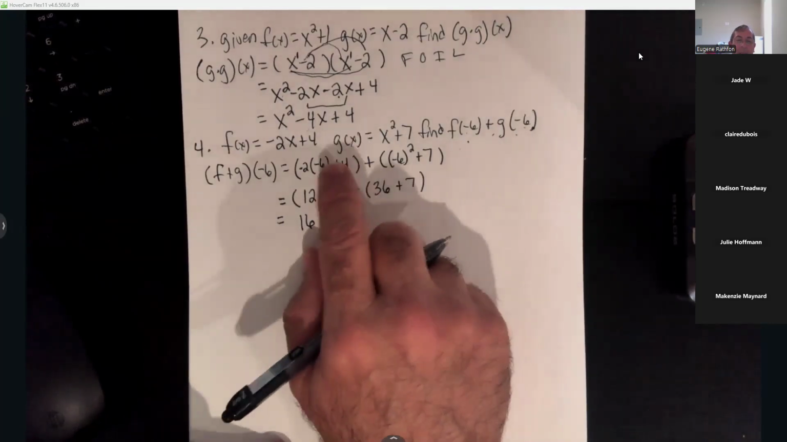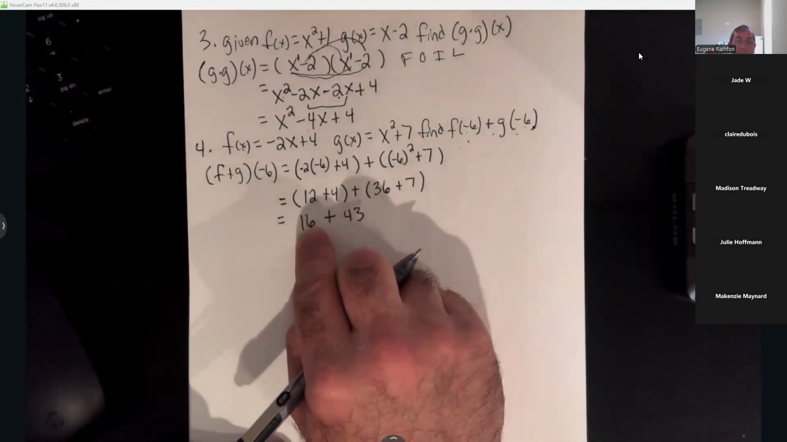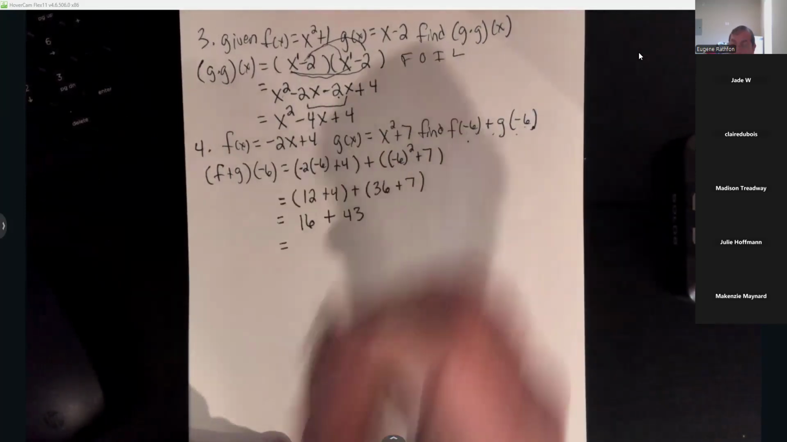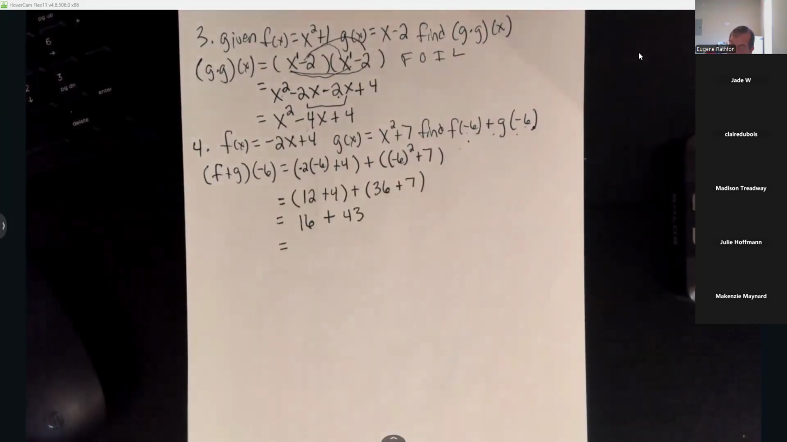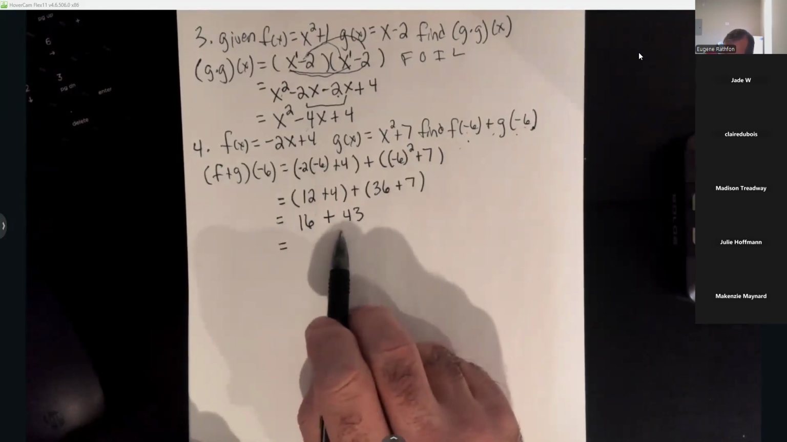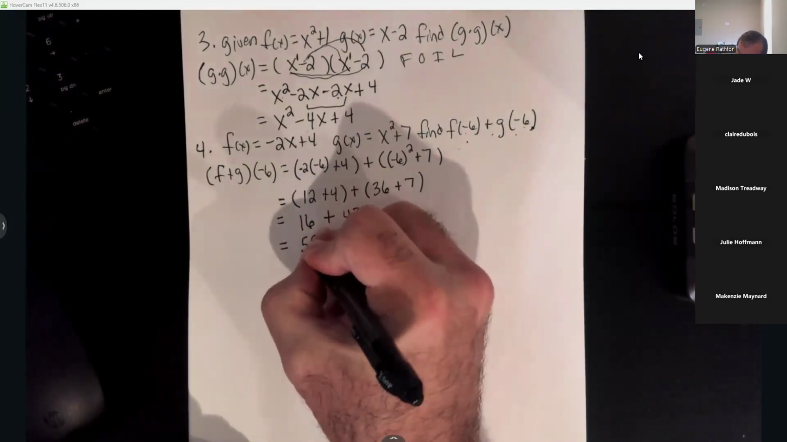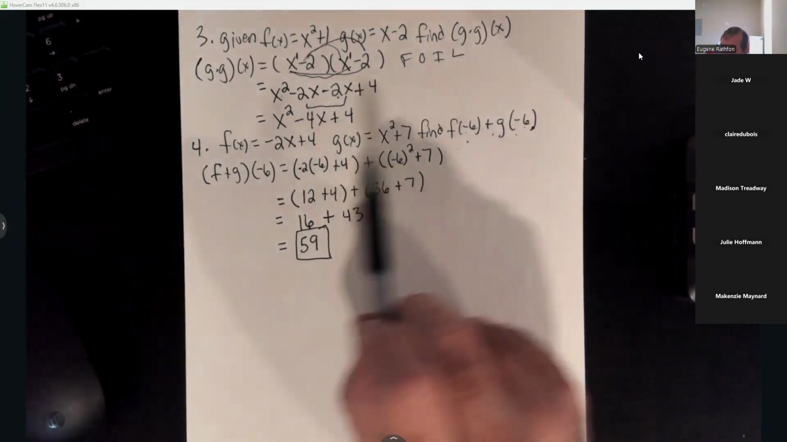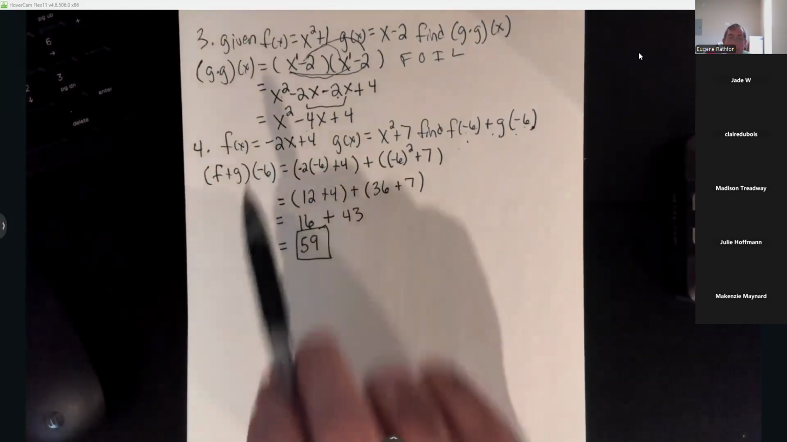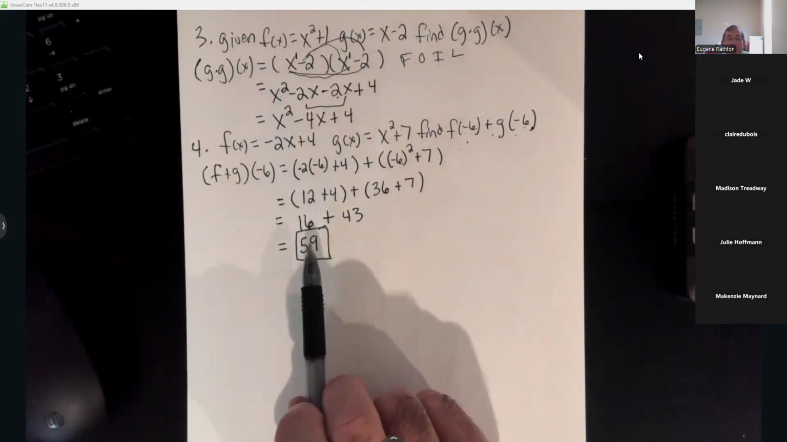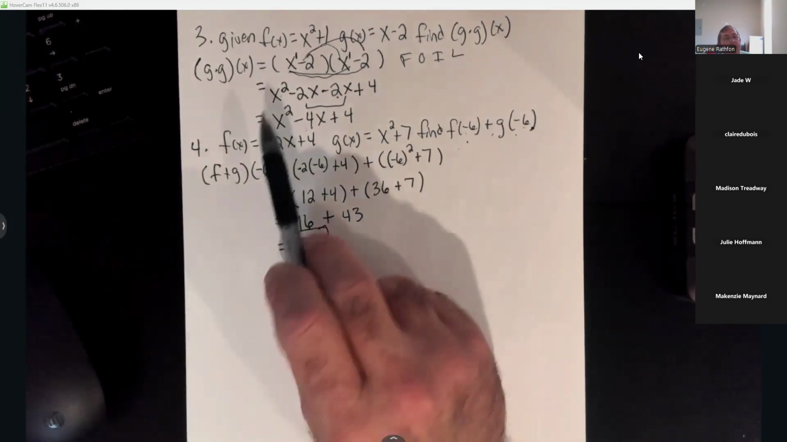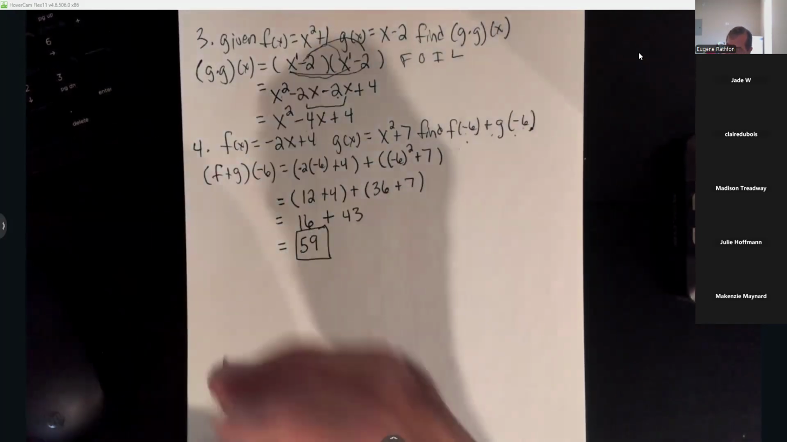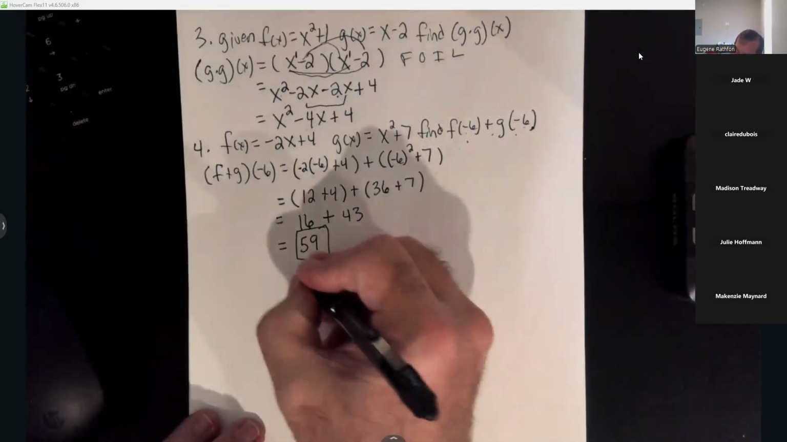So now I got my f of negative 6, which was 16. My g of negative 6 gave me 43. Adding them together, I'll get my final answer. And that's what? 59. Okay, so if they give you numbers here in place of the variable, you got to come to an answer that's a single number. If they give you x's, all you can do is sort of simplify the expression, okay? So that's sort of the differences on these.